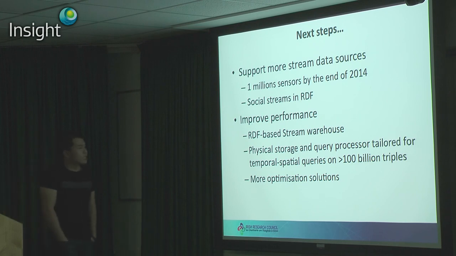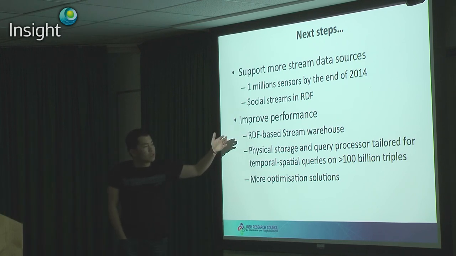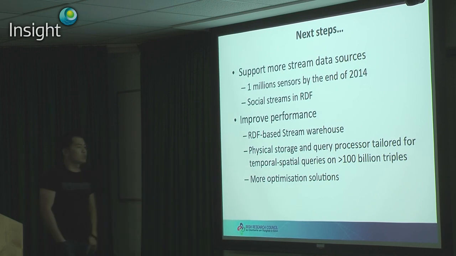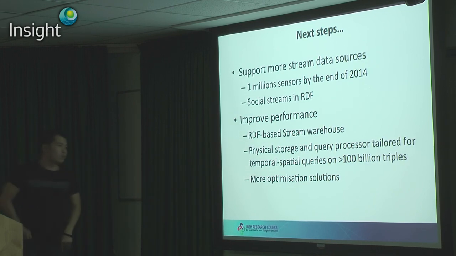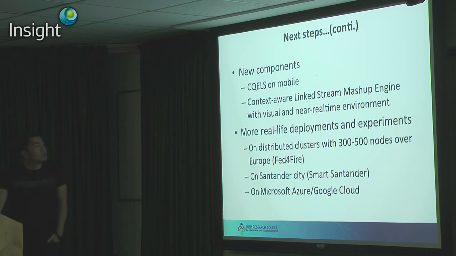We improve the performance with different approaches like stream warehousing, improving the physical storage and query processing, and dealing with the 100 billion triples that we have in our task, and more optimization solutions. Clearly, we try to do stream processing on mobile as well, and the mashup engine that I told you about before. We have a deployment that we're doing at the end of this year. We won one of the projects where people give us 500 nodes for processing and give us the budget for doing experiments as well.